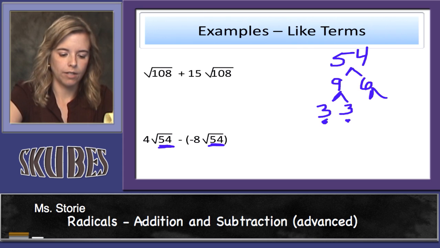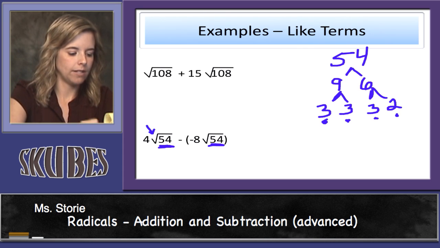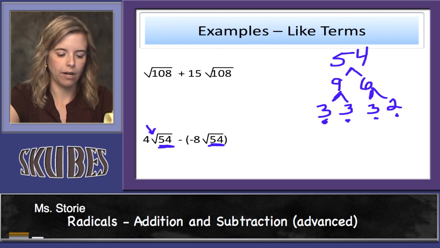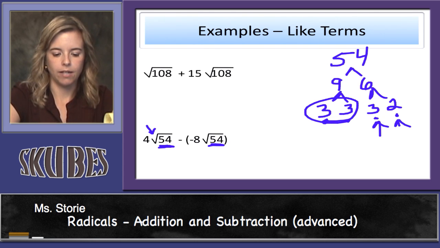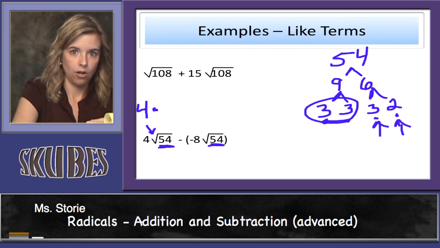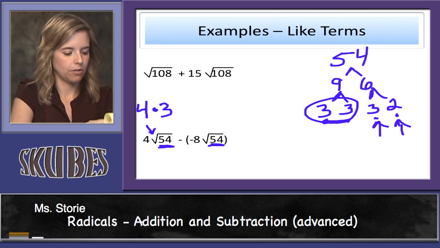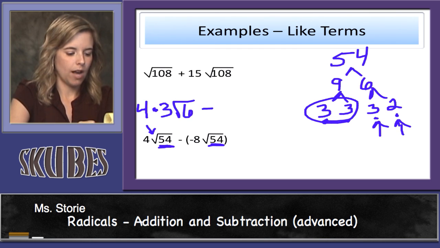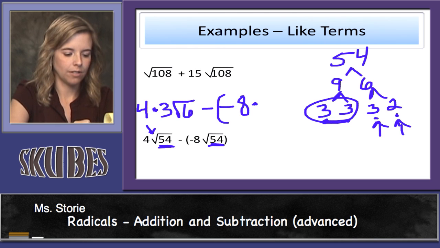And if we break 6 down, we're going to get another 3 and a 2. And again, there's no index, so it's assumed to be 2. So we're looking for pairs. Let's pull out a pair of 3's, and we have 2 lonely little guys left behind. So that means that this is going to turn into the original 4 times our actual simplified, which is 3 radical 6. And then we're going to subtract a negative 8 times 3 radical 6.